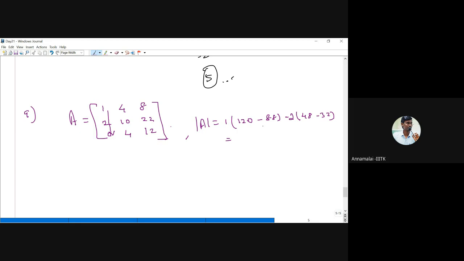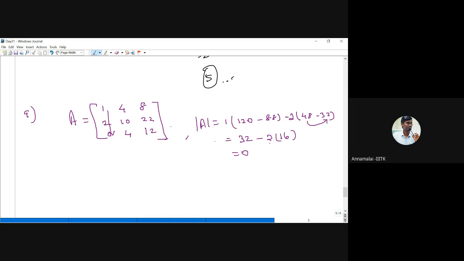So 120 minus 88 is how much? 32. Then 32 minus 2 times (48 minus 32), that is 16. 2 times 16 is 32, therefore we get 32 minus 32, which is 0. Since the determinant of the matrix is 0, therefore rank is not equal to 3. So then, sorry, rank is 2.